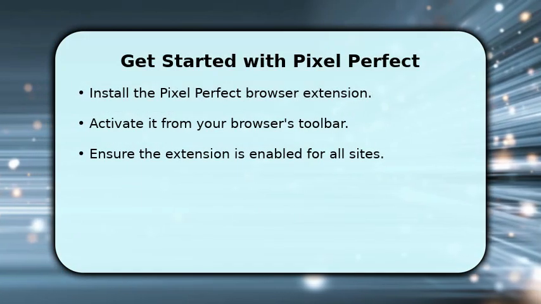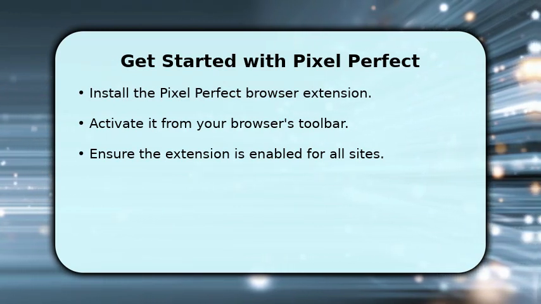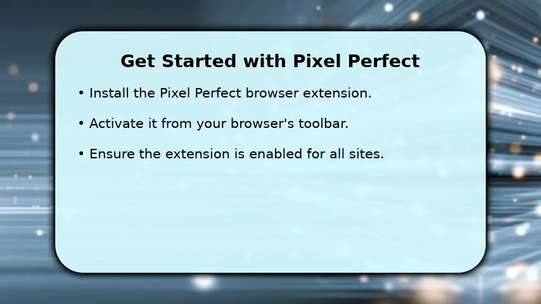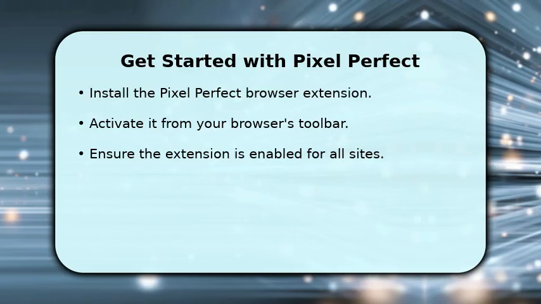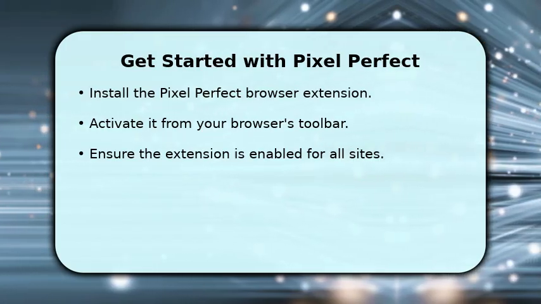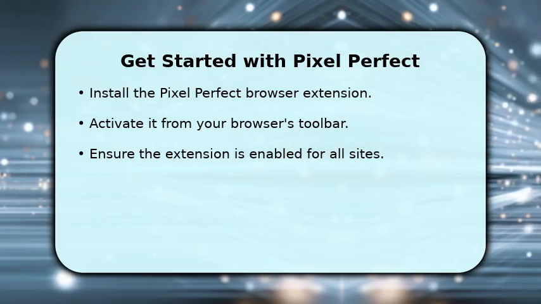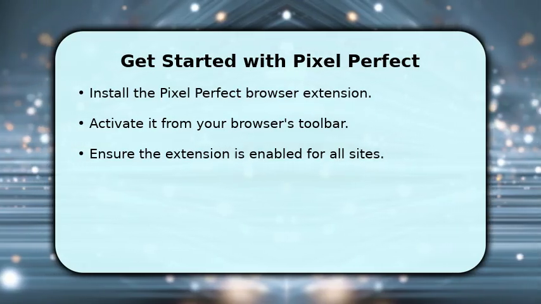Getting started with Pixel Perfect is straightforward. First, install the browser extension from your preferred browser store. Once installed, you'll find its icon in your browser's toolbar. Click on it to activate the tool. Make sure the extension has the necessary permissions to function on all websites, which usually involves a quick one-time setup. This prepares you for precise design comparisons.